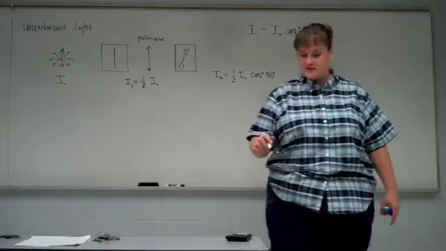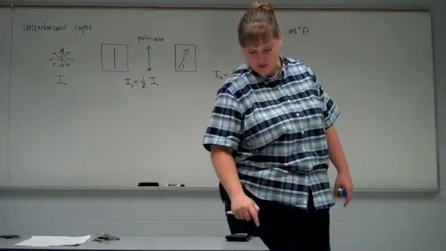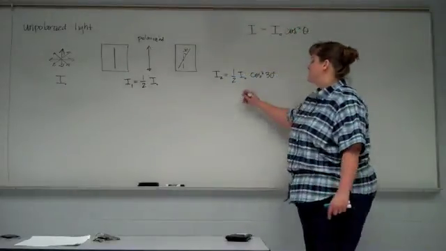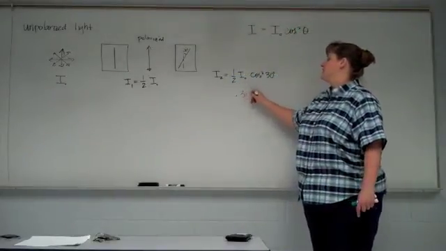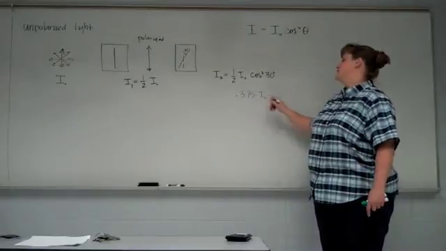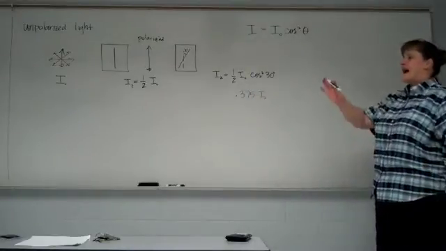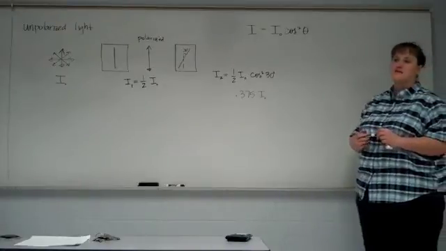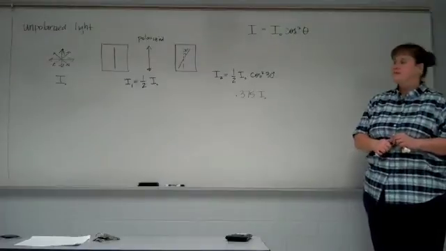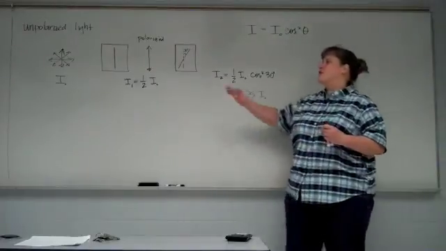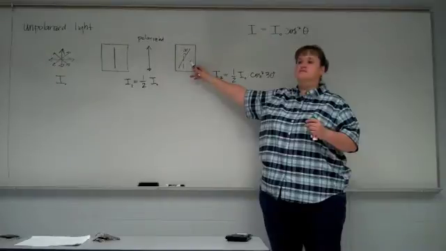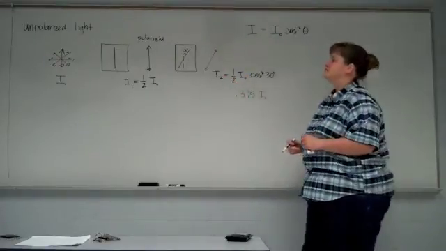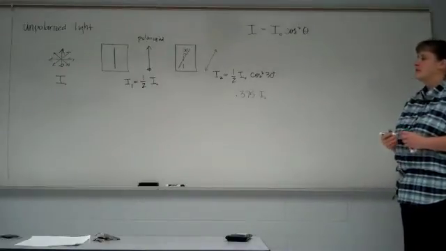So cosine of 30 is the square root of 3 over 2. Square that and multiply by 0.5. We get 0.375 I naught. So after passing through those two filters, we end up with 37.5% of the original light. How is this light oriented now? Same as the filter. Exactly right.